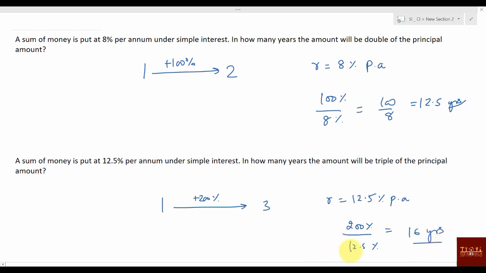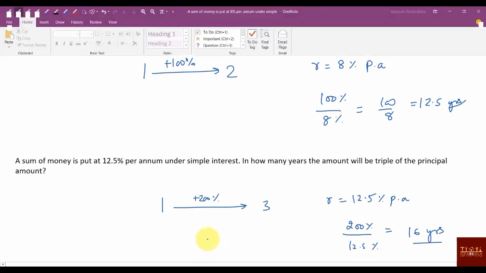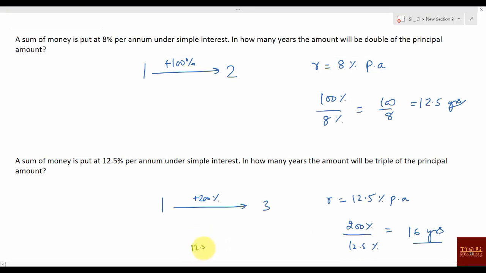That is one way. Another way: how can you reach from 12.5 to 200? You can say 12.5 to 25 is a factor of 2, and 25 to 200 is a factor of 8. Multiply 8 and 2. What is that? 16 years. Clear? I hope this is clear to you.